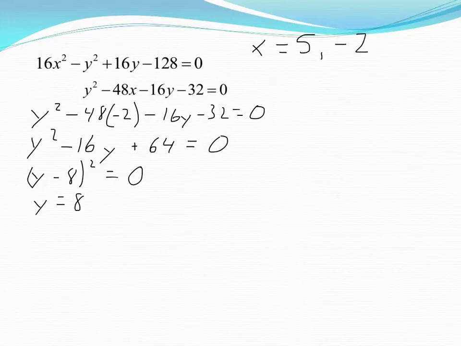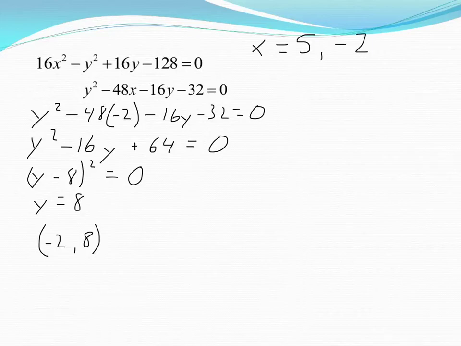Now remember what this means. We plugged in the x value negative 2. That implies that the y value will be 8. This is a solution to both of our original equations. The ordered pair negative 2, 8 solves both of them. It also appears on both of their graphs. It is an intersection point.